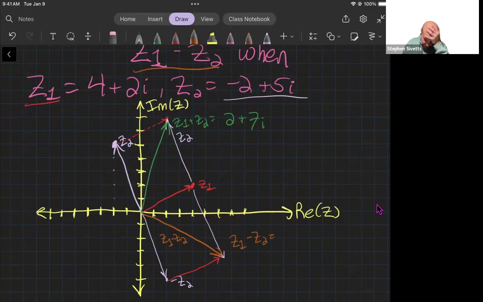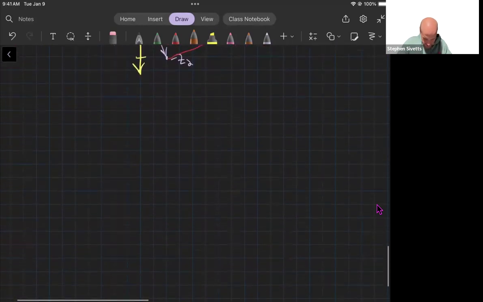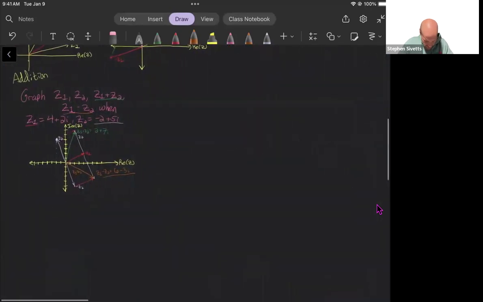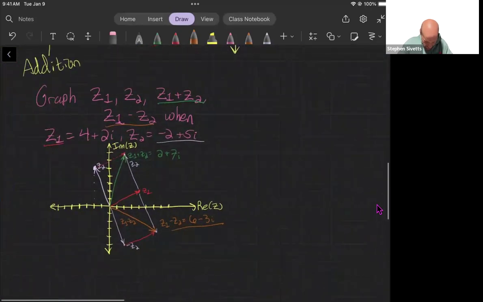So 4 minus negative 2, so that's 6. 6 plus, I'm sorry, 6 minus 3i. Okay. So that's the geometry and algebra of vector addition and subtraction. So hopefully that made sense.